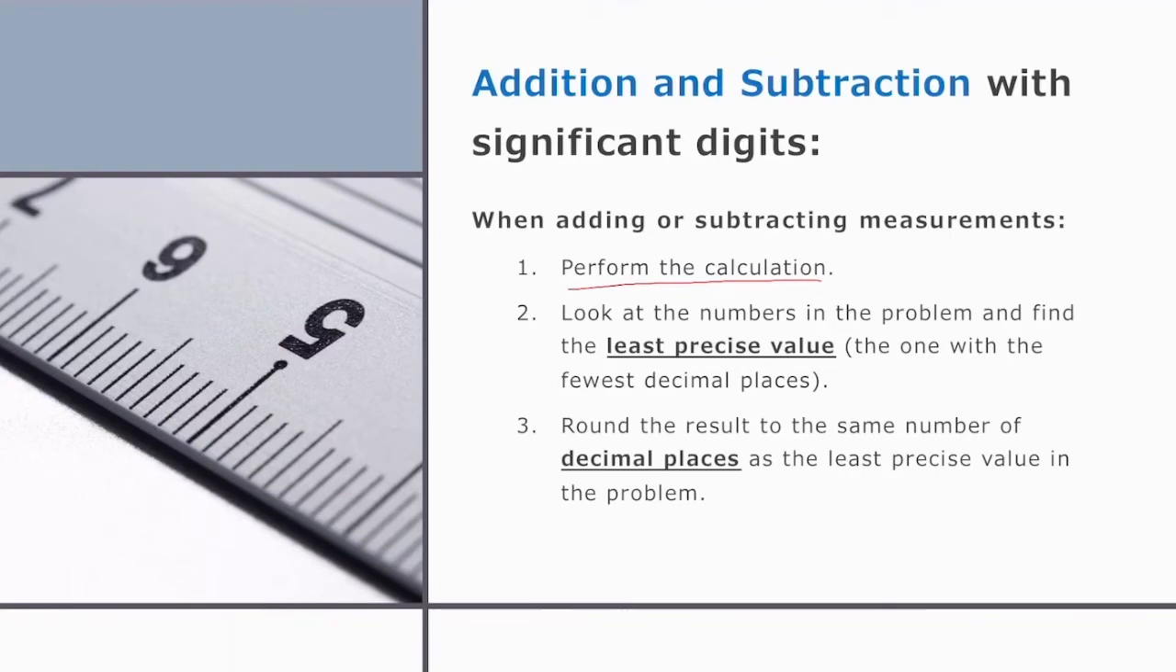Step 2 is to look at the numbers in the problem and find the least precise value, which is the one that has the fewest decimal places. Then the third step is to round your final answer to have the same number of decimal places as your least precise value from the problem. Let's take a look at an example problem on the next slide.